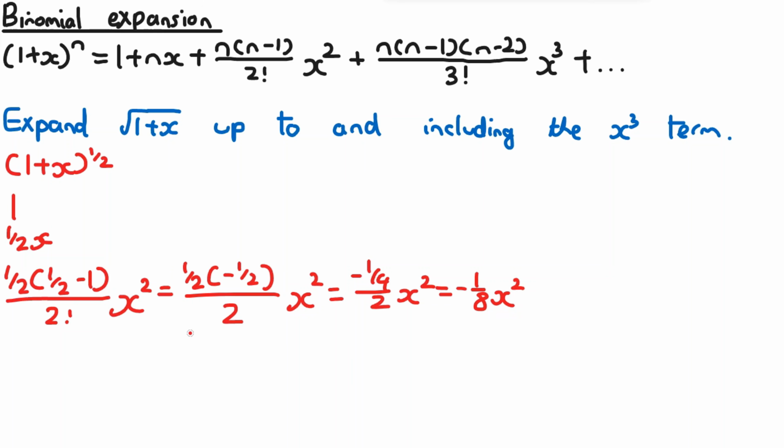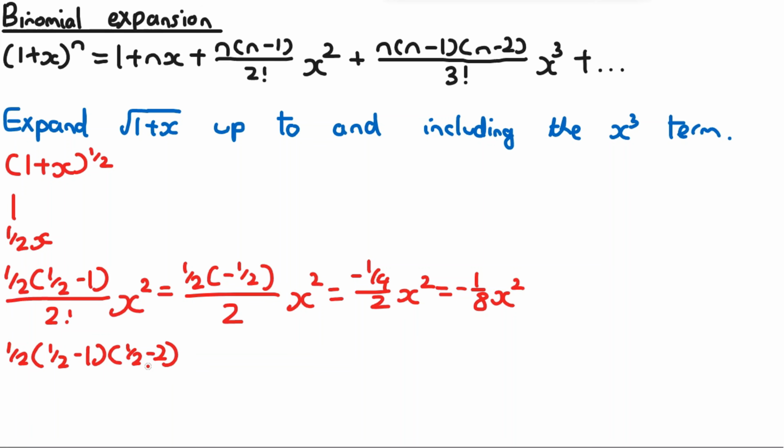So this is the second term, and then the third term is going to be n, so it's going to be a half, then n minus 1, so a half minus 1, and then n minus 2, so a half minus 2, over 3 factorial times x cubed.